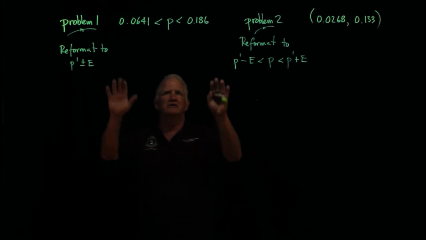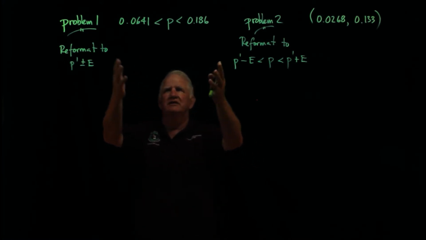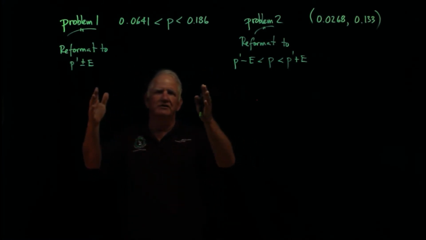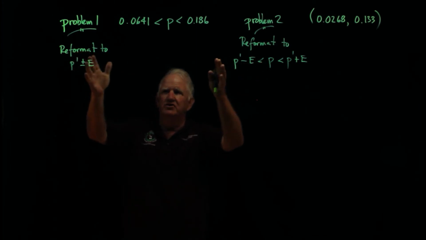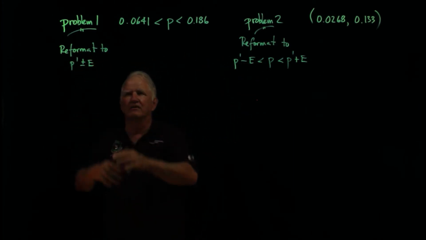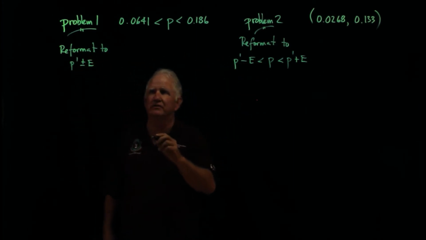So problem 1 says, here's a confidence interval. It's in this sort of standard form. We've got these two inequalities jammed together. Let's reformat it into this form right here. Here's how you do it. It's quite simple.